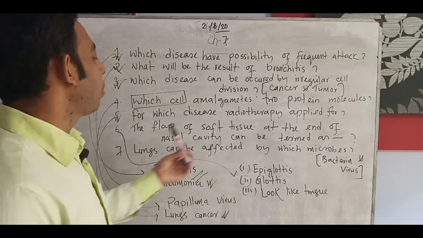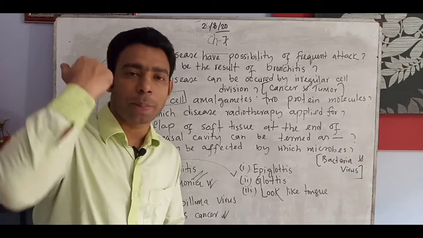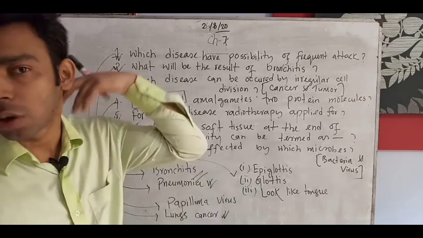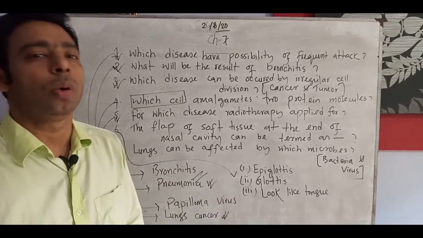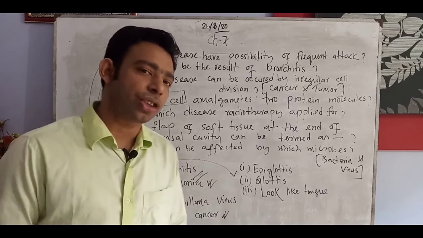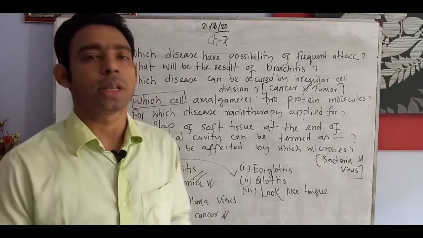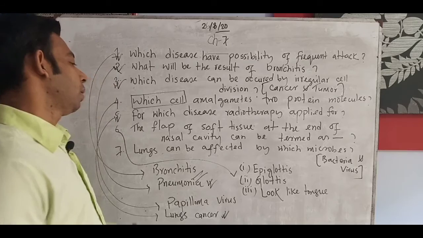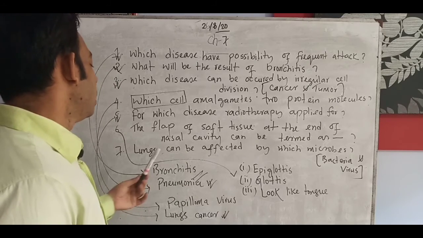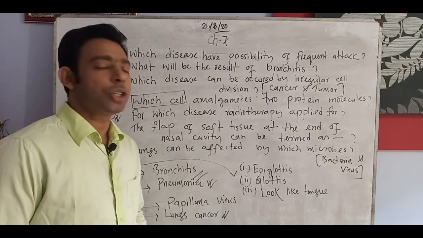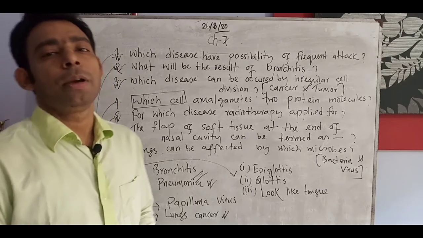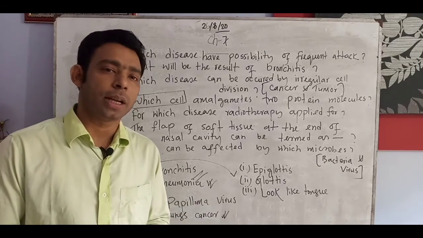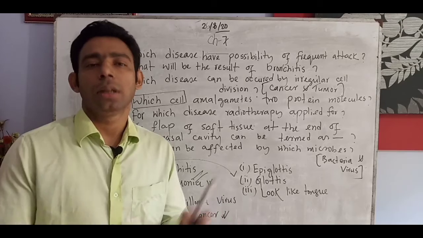The flap of soft tissue at the end of the nasal passage, connecting to the larynx, we have seen a small tongue-like structure, glottis or epiglottis. It is very important. Another thing we understood: lungs can be affected by which kinds of microbes? Both virus and bacteria can affect the lungs.